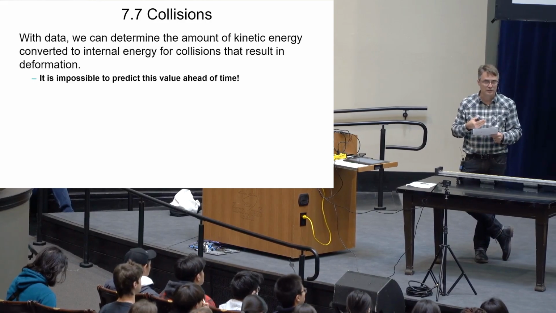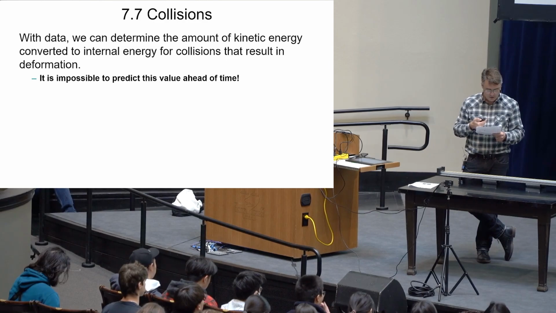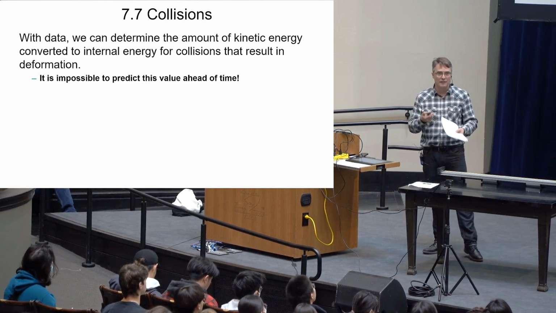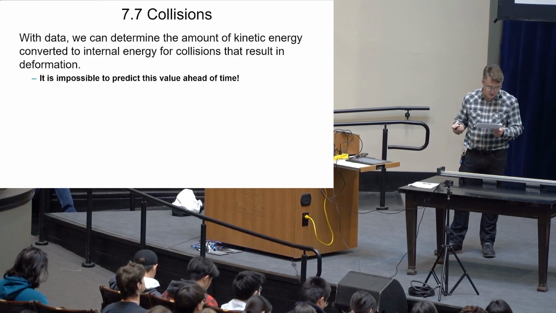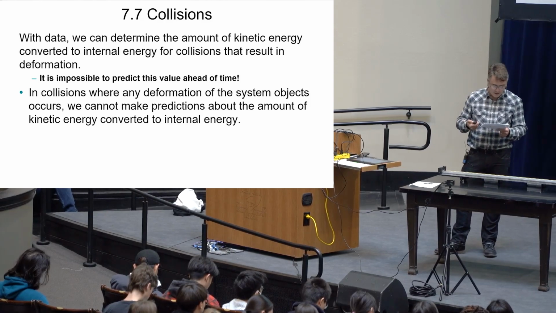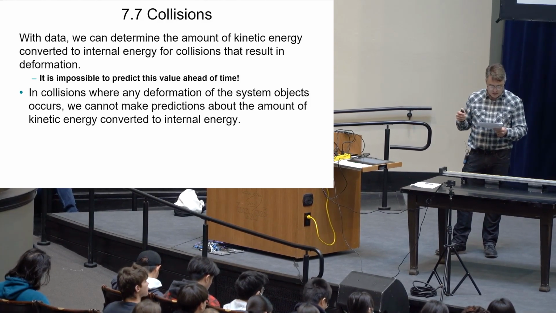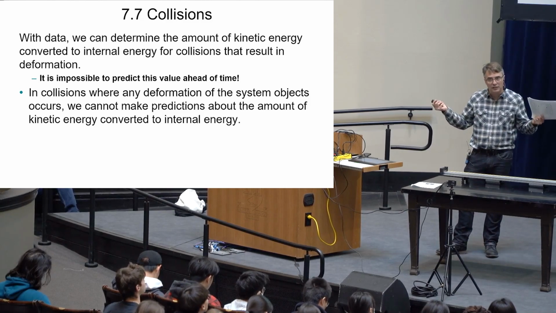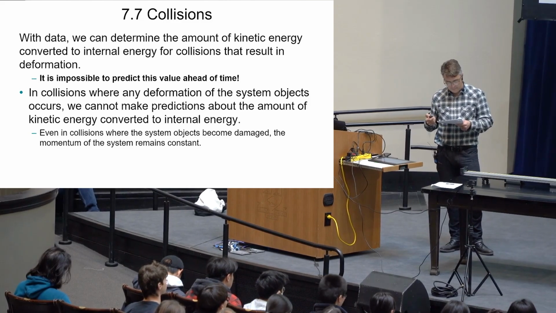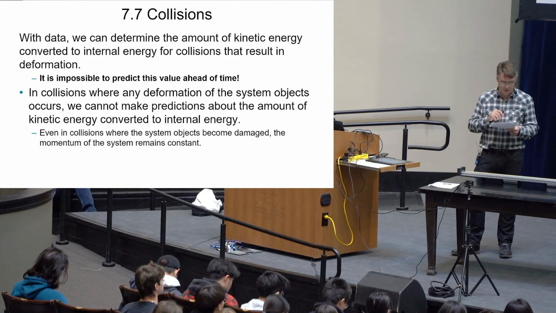Somebody usually just tells you what the final kinetic energies are. And I guess if you have lots of experiments and they're the exact same thing, you can make these predictions, but these are going to be empirical predictions. In collisions where a deformation of the system occurs, then that's converting kinetic energy into some sort of internal energy. But, as we just said, the momentum at least is conserved all the time, has to be.